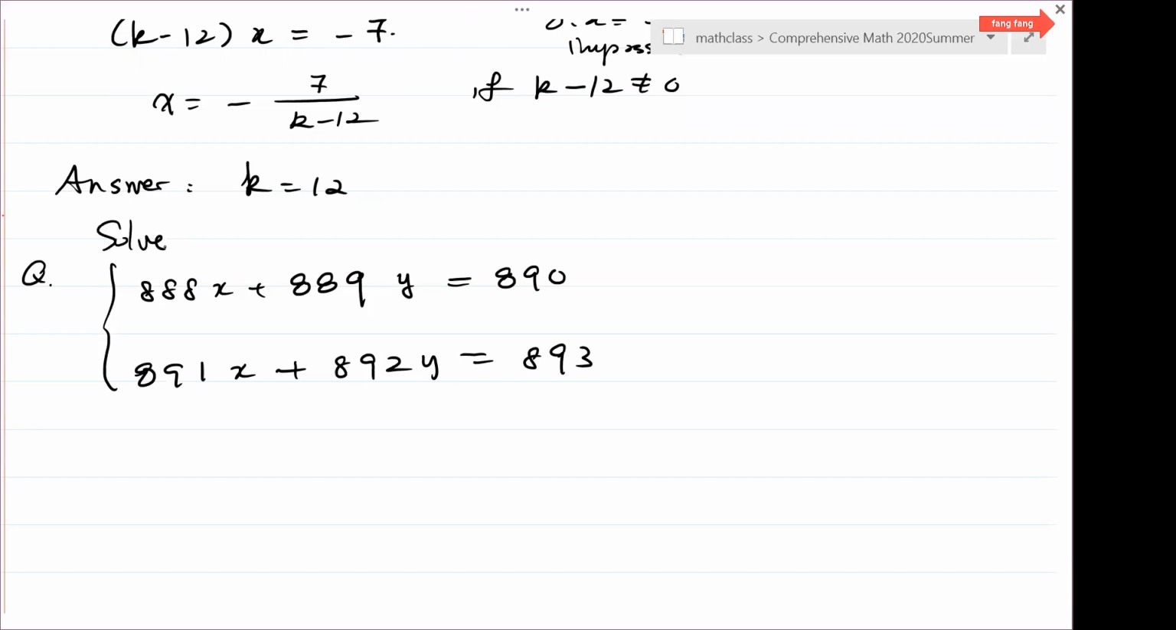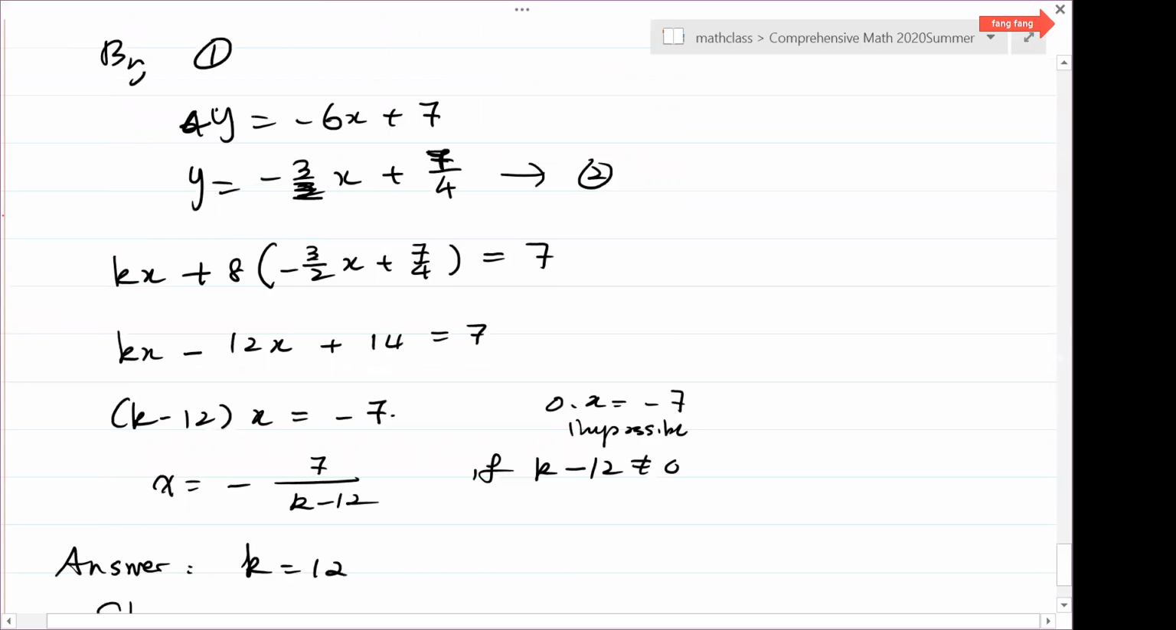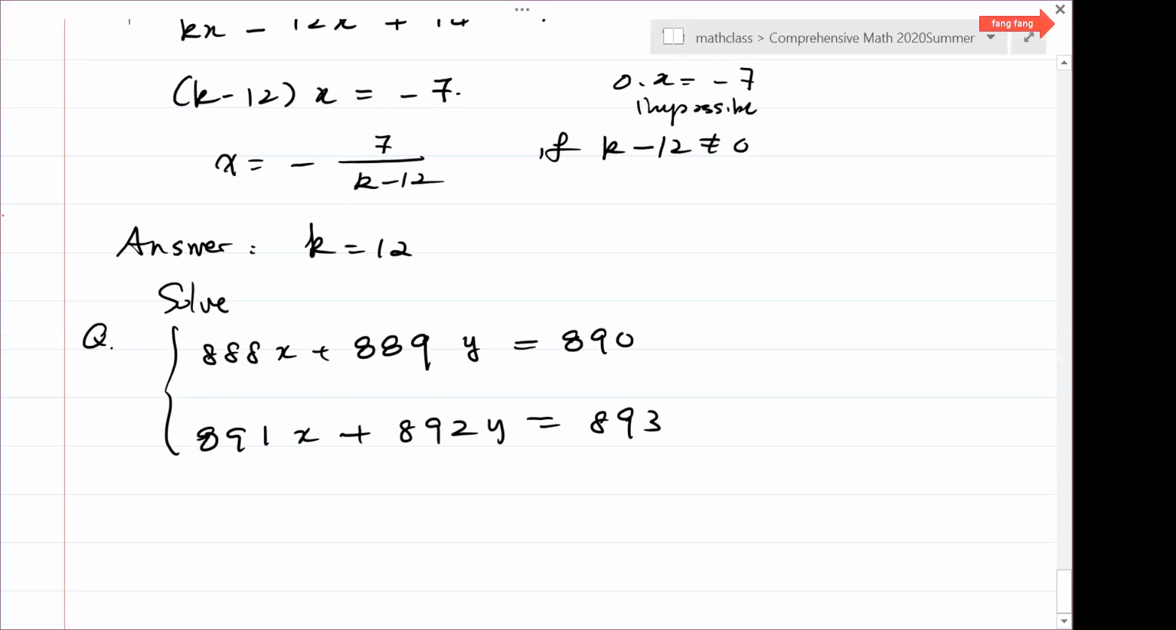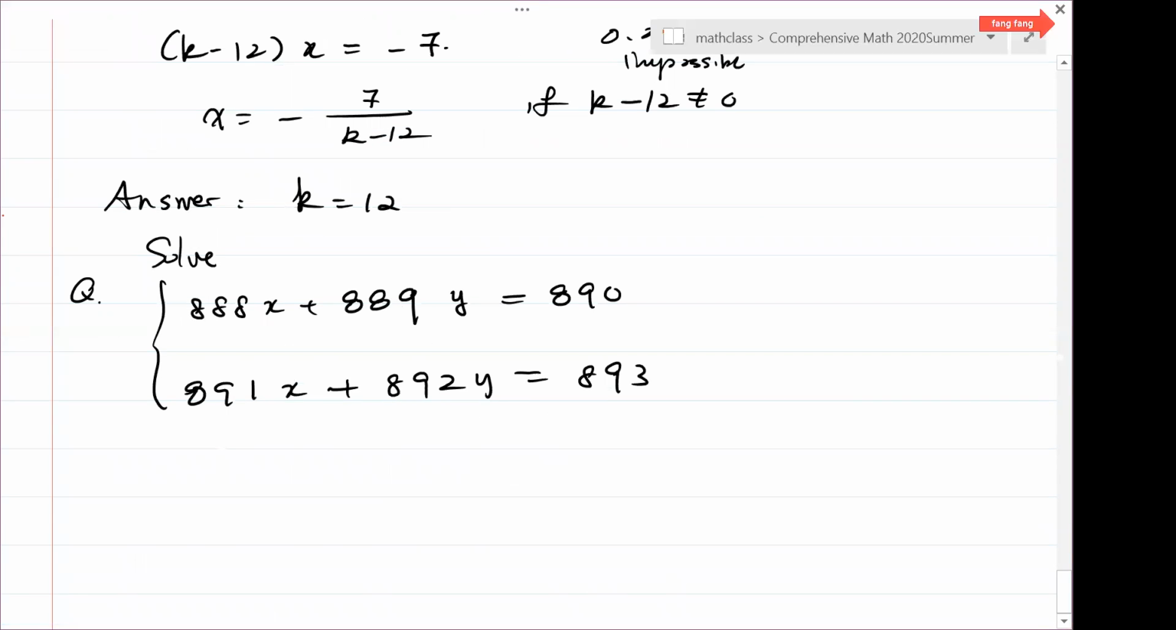Well, we know how to solve this system of linear equations, just like what I did last time. Solve for y in terms of x, then plug into the second equation. But the trouble is they're bigger numbers. They're too big. We don't like it. It's not like here, where by the first equation I can get y equals negative 3 over 2 x plus 7 over 4. But here, it's a headache. You can solve for y in terms of x and plug it into the second equation to get an equation in x, but those are too large numbers. It's harder to deal with.